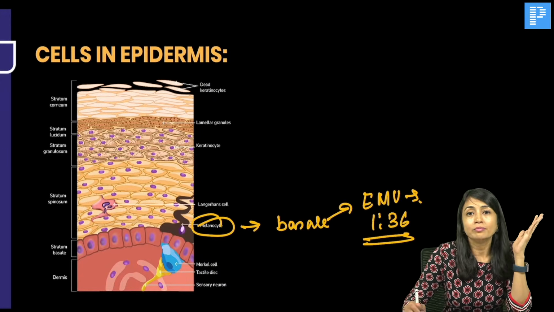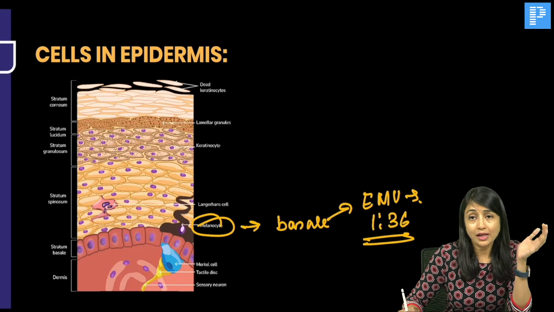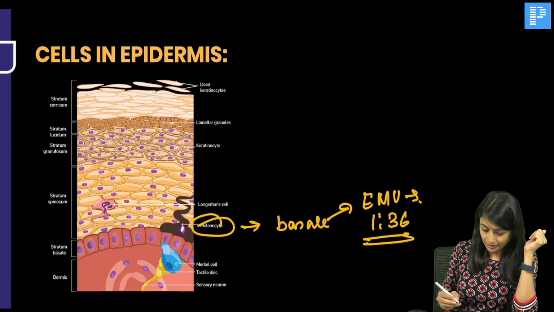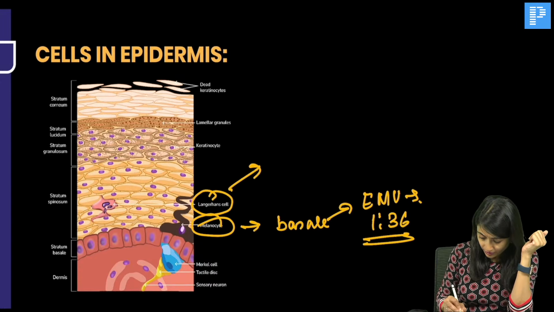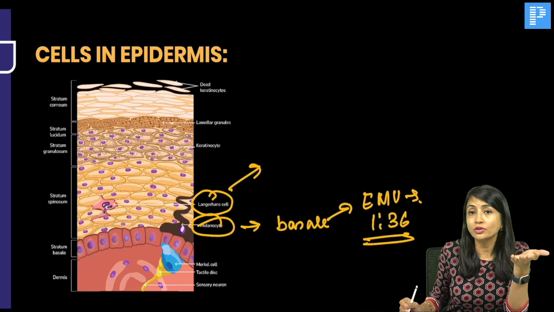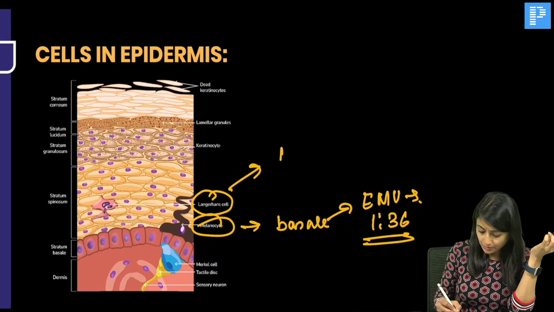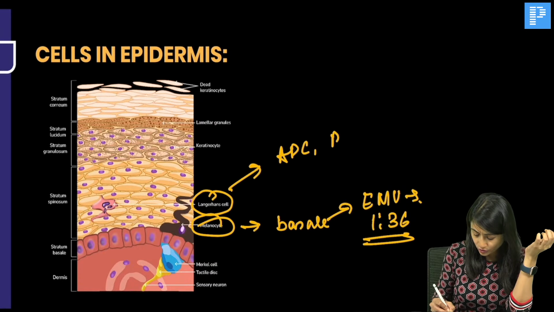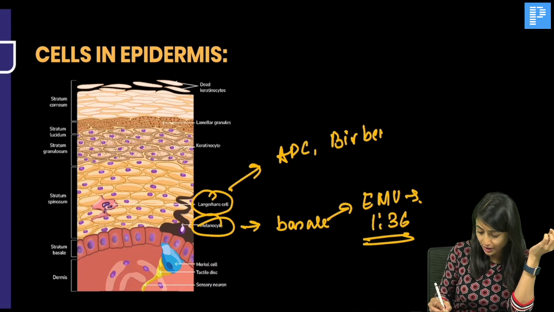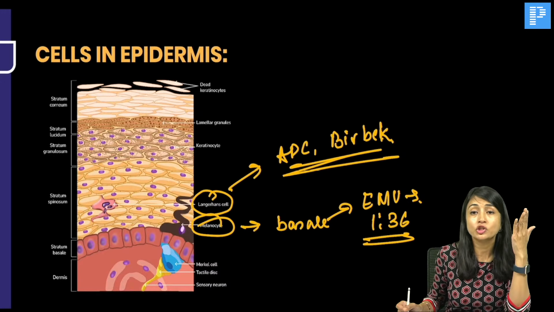Next question, the other cell is Langerhans cell. You would all tell me that it is in stratum spinosum. What type of cell is Langerhans cell, and what type of granules do you see in Langerhans cell? It is an antigen presenting cell, very good, and you see Birbeck granules, which are racket shaped granules that you see in Langerhans cells.